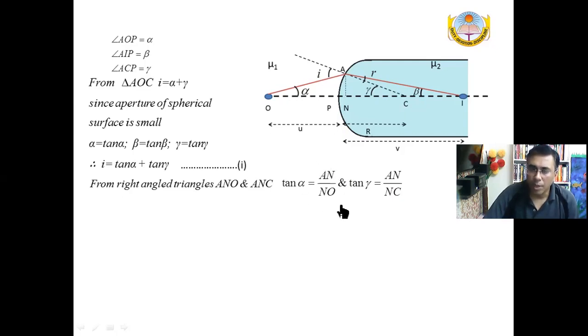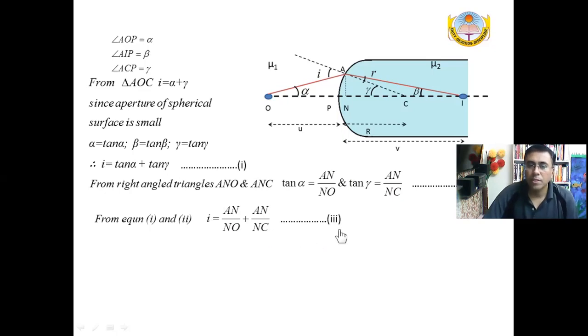Okay, now when I substitute the values of tan alpha and tan gamma in this equation, equation number 1, I get I equals AN upon NO plus AN upon NC. Okay, and we call this equation number 3.